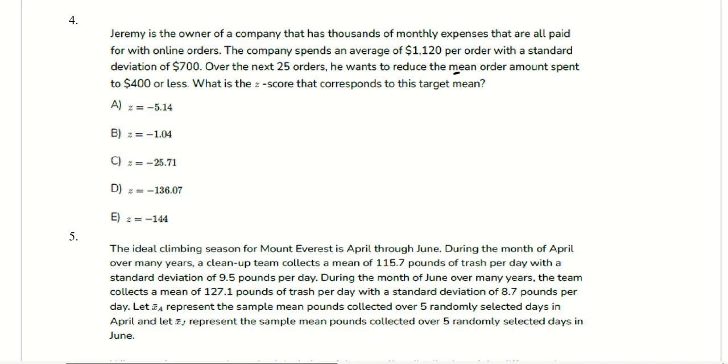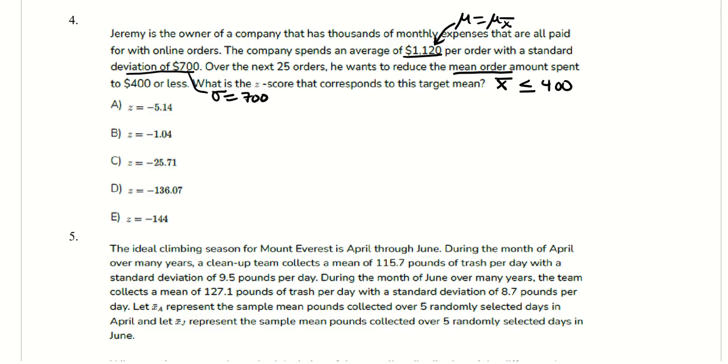Okay, so first it says he wants to reduce the mean order, so that's x bar, right? He wants that to be $400 or less, so x bar less than or equal to $400. The company spends an average of, so that's your mean, which is equal to your mu x bar, right? And then the standard deviation is 700. That's the population. All right, and so what we can do is calculate the z-score.